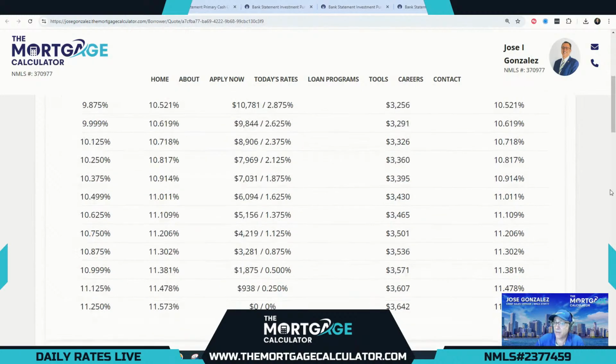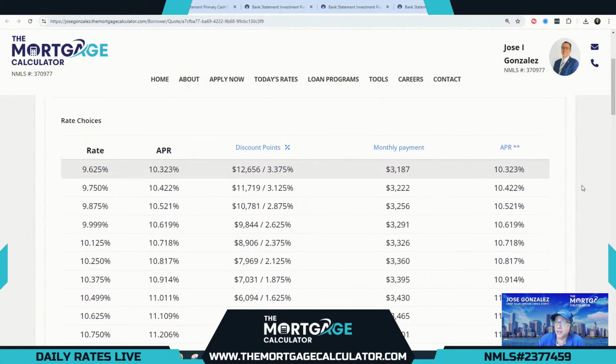In this case, our investment option, lowest cost option, is 11.25% at par, cost of 0 for that rate. And you can buy that down all the way to 9.625 at a cost of 3.375. So do look to the mortgage calculator for all your bank statement loans.